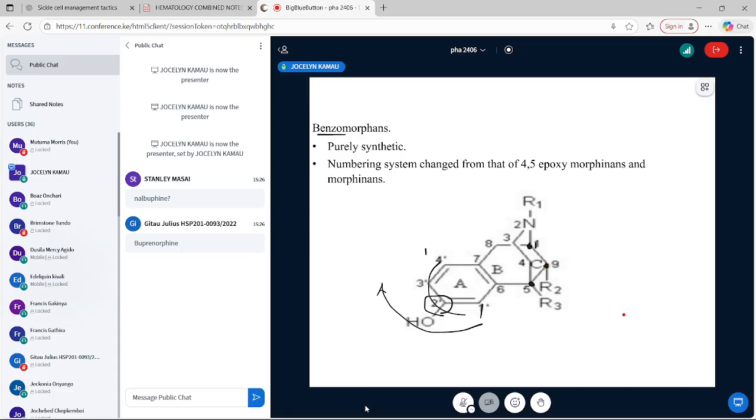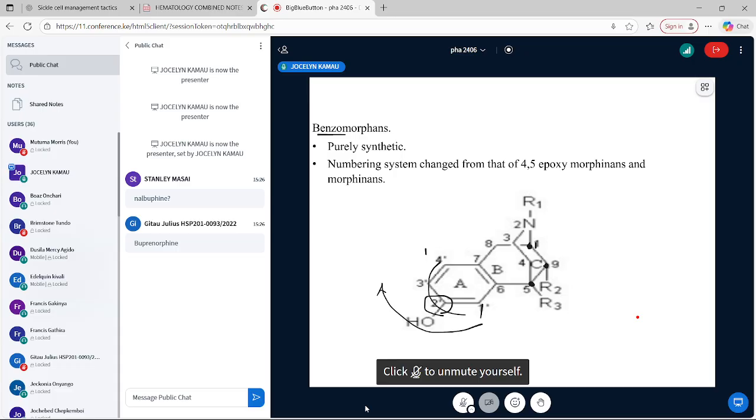So kindly note, it is very important that when we get the benzomorphans, they are not morphinans, they are morphans. The previous ones are the ones which were morphinans. For the benzomorphans, because we have removed a ring C, which was part of the numbering, the numbering changes, and it changes in a way that the phenyl ring, or the aromatic ring, carries the prime up to 4 prime, and then we start the numbering from the former position number 9.